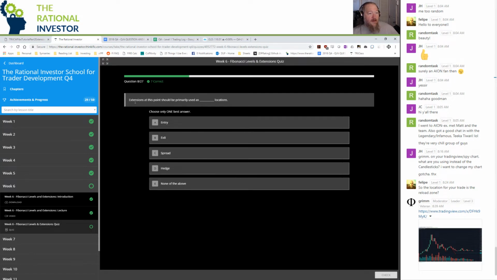All right. Extensions at this point should be primarily used as exit locations, right? So don't look at extensions as this is where we're going to try to get in on a trade. If it lines up with an RLZ, great, but it's the RLZ that's telling you that you should be looking for an entry point. And then our best trade locations do occur when we get an extension that projects prices into a reload zone. Okay. That's a very powerful signal.